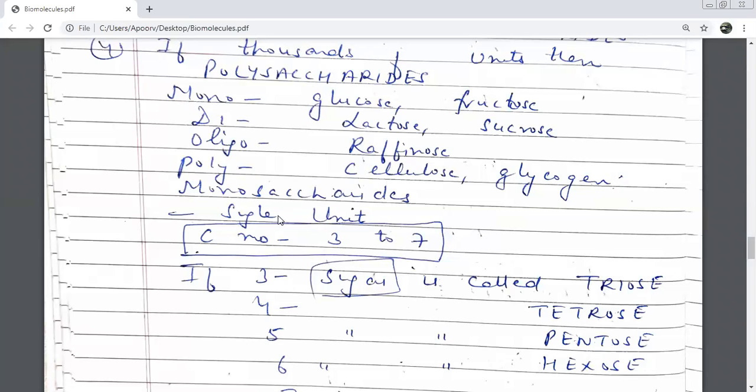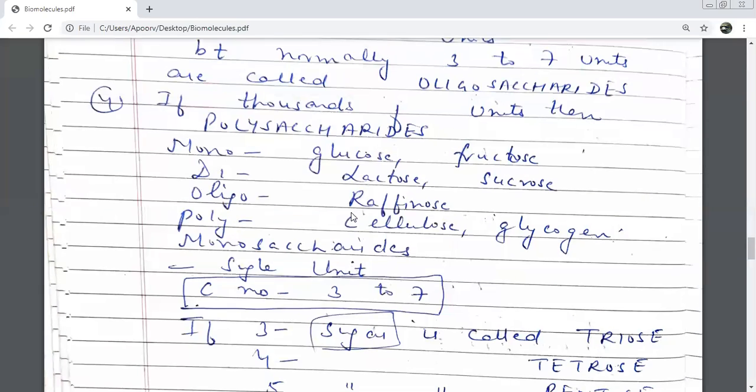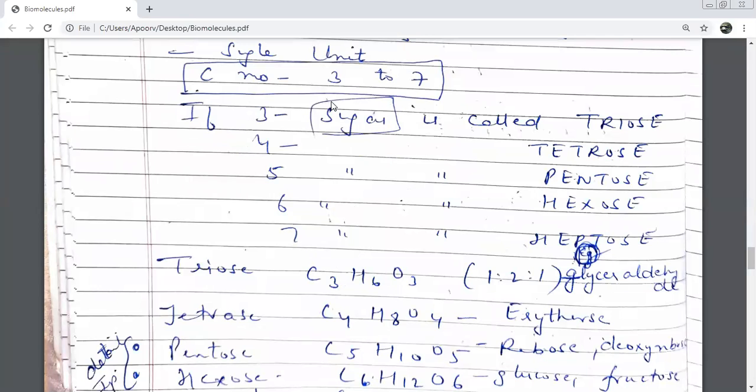I just told you monosaccharides are single unit, no? Single unit. And then we said polysaccharides, oligosaccharides. Let's change the carbon number and see. Supposing, beta, your carbon number is 3. Then the sugar is called triose sugar. What sugar is it called? Triose sugar.